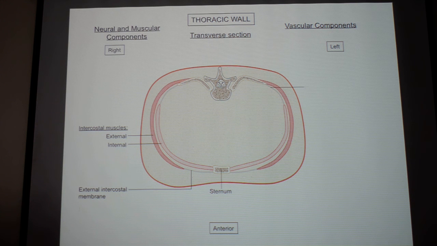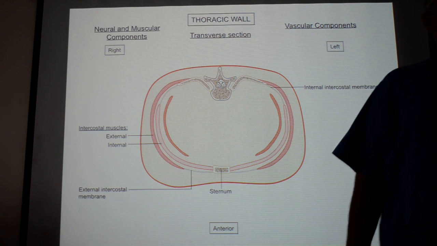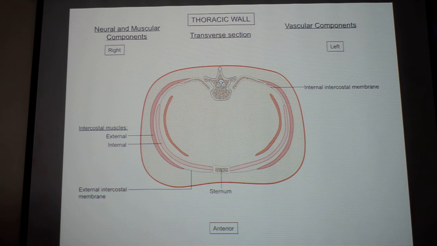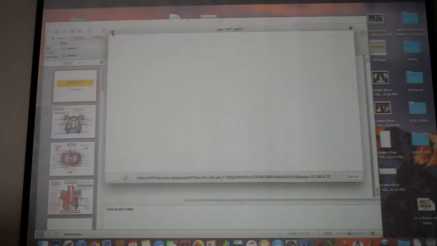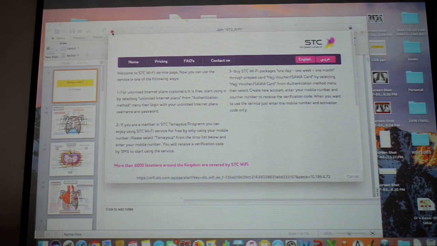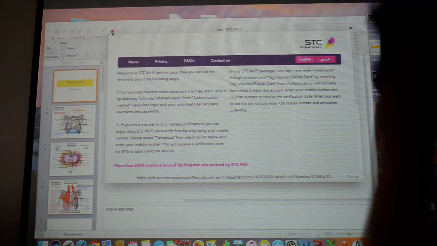Going further, we call it internal intercostal membrane. Now, this is the innermost layer. It's never like this, because this is an incomplete layer. It is in patches. You will see it in certain places in the front, certain places at the side, and certain places at the back.